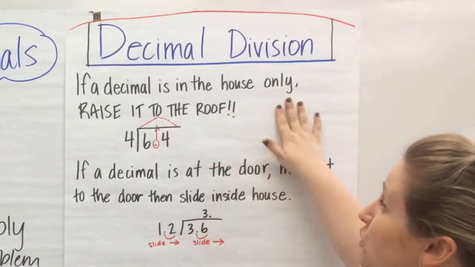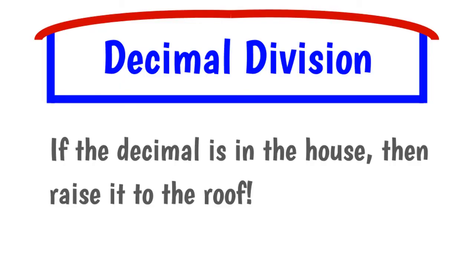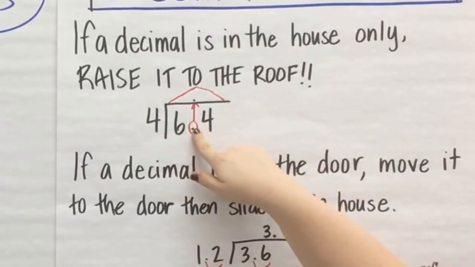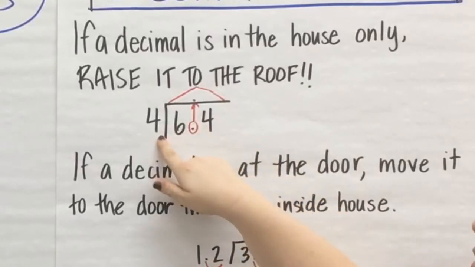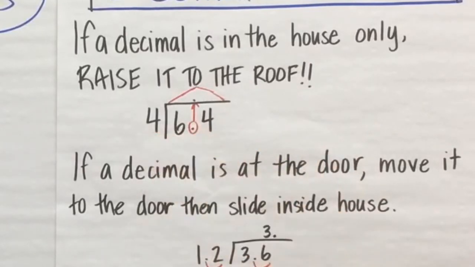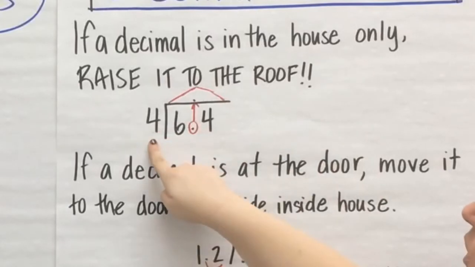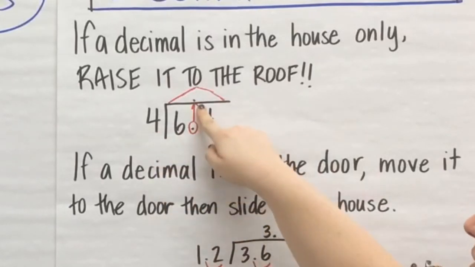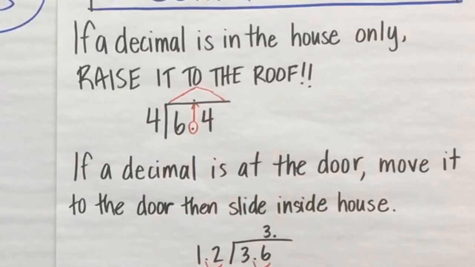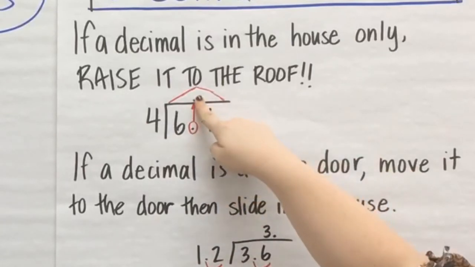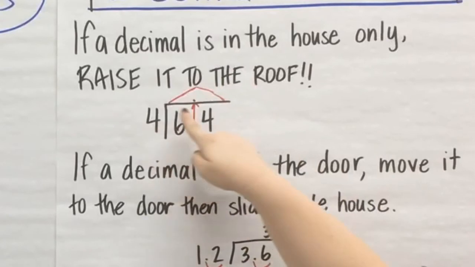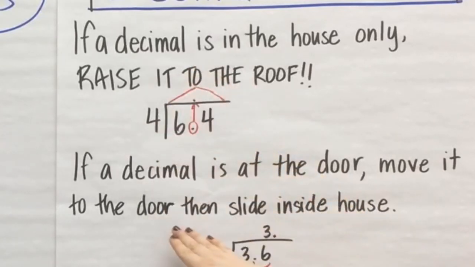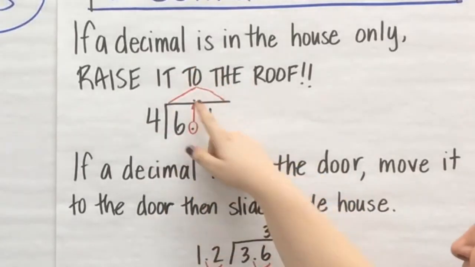So on the first rule or method, if a decimal is in the house only, you raise it to the roof. So we find our decimal. We notice there's an understood decimal here, but by decimal on the outside, we mean a fraction of a number. So we have 4 whole, 6.4. So we raise it to the roof, or sometimes I'll say pop it to the top. So either way, you move the decimal straight up. And when you see that 4 goes into 6 one time and divide as normal, you keep the decimal there.